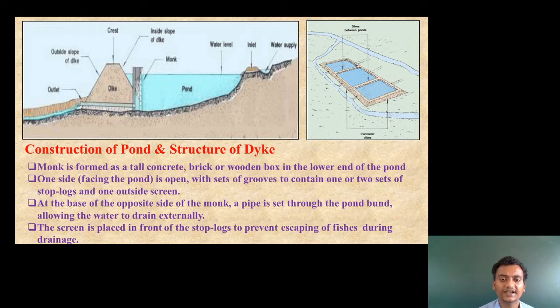The monk is formed as a tall concrete, brick or wooden box at the lower end of the pond. The side facing the pond is open with sets of grooves to contain one or more sets of stop logs and is guarded with an outside screen. At the base of the opposite side of the monk, a pipe is set and it is externally protected with a screen, and it is used for draining purposes. The screen is placed in front of the stop log.